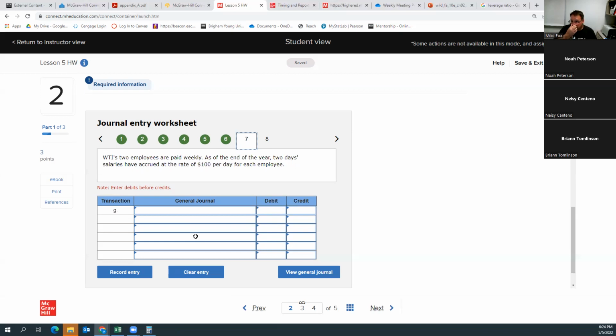Let's see. 2 employees are paid weekly as of the end of the year. 2 days' salaries have accrued at a rate of $100 per day for each employee. So we have 2 days' salary at $100 a day for 2 employees. So 2 times 100 times 2 should be $400. And so this is one of those situations where you recognize we've incurred this expense even though we haven't paid it yet. So we're going to do salaries expense. And then because we haven't paid it yet, it'll be salaries payable. And then the amount.